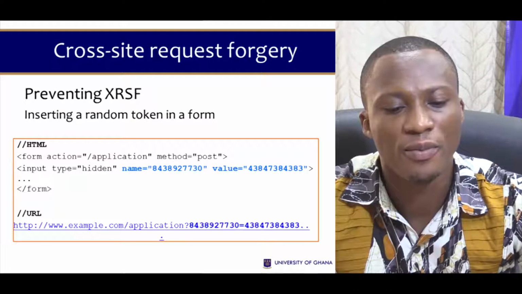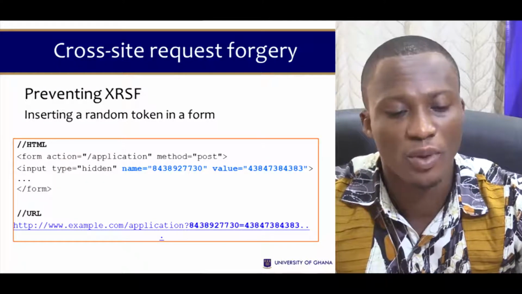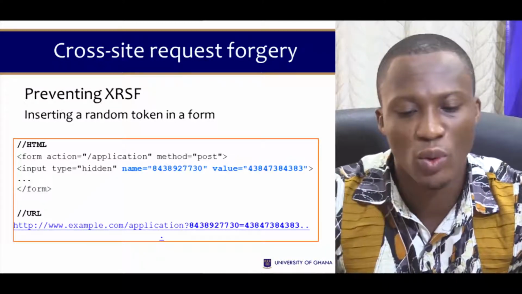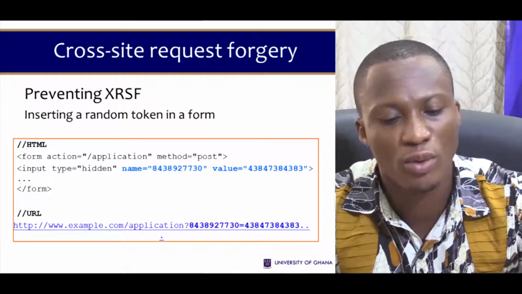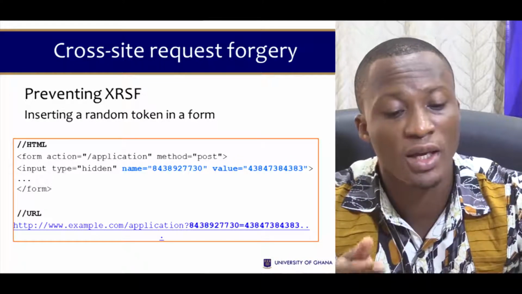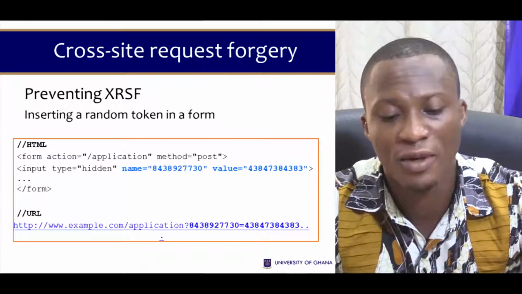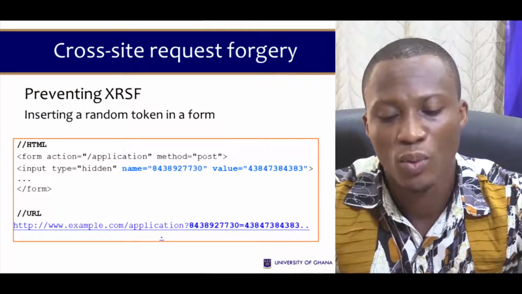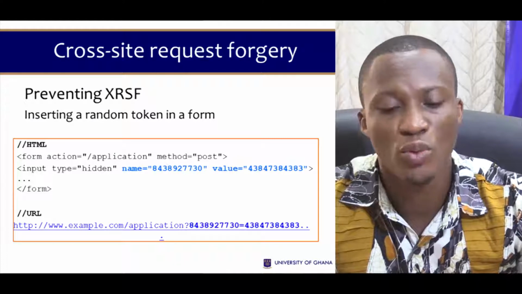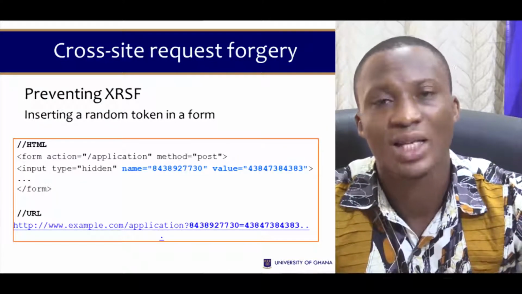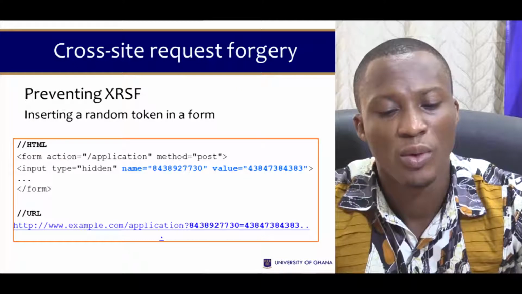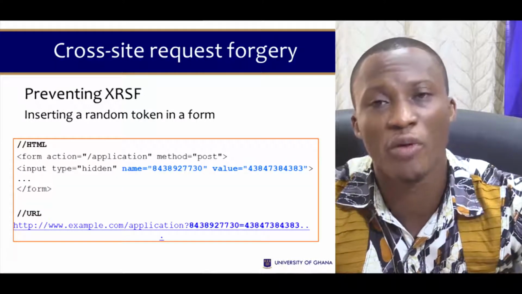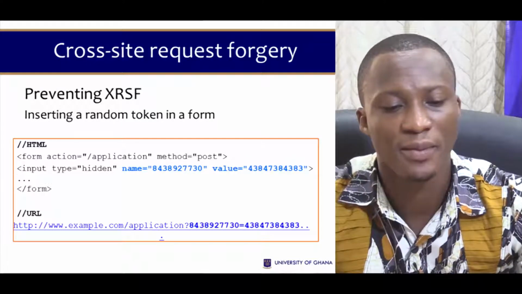This is an example of inserting a random token in a form. So we have one for the HTML and we have one for the URL. For the HTML, we have name with a number, then value with a number. Now in the URL, we compare these two fields, and that's how a random token is inserted into a form. You get to do more of this in the hands-on lab in Sakai.